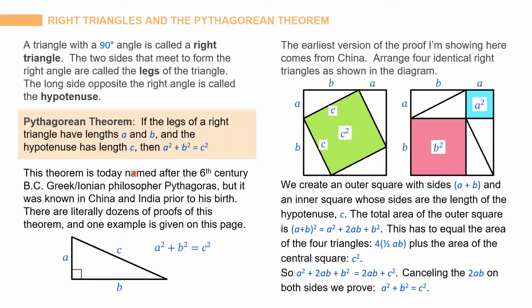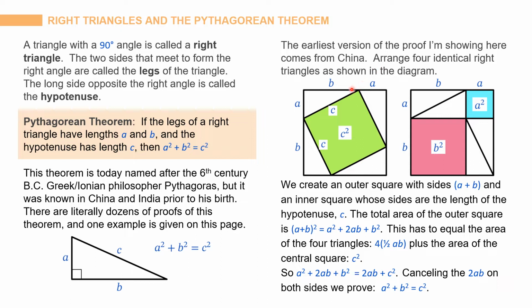This theorem today is named after the 6th century BC Greek Ionian philosopher Pythagoras, but it was known in China and India prior to his birth. There are literally dozens of proofs of this theorem, and one example is given on this page. The earliest version of the proof I'm showing here comes from China.